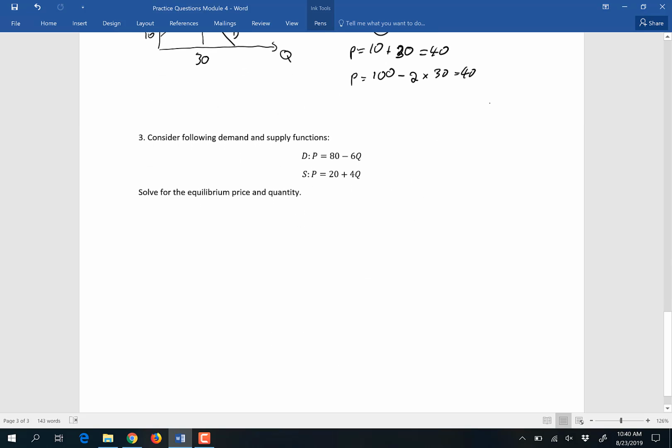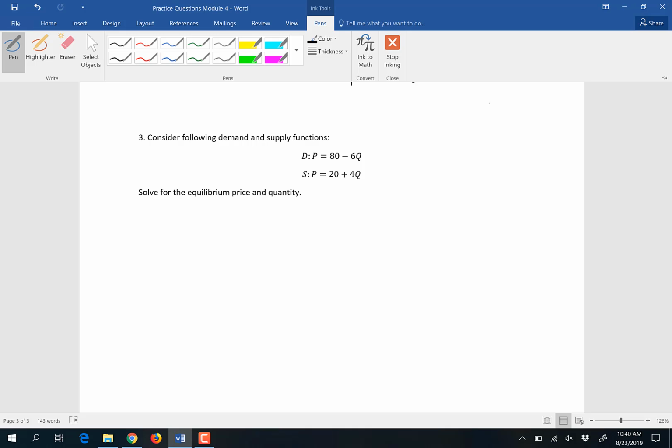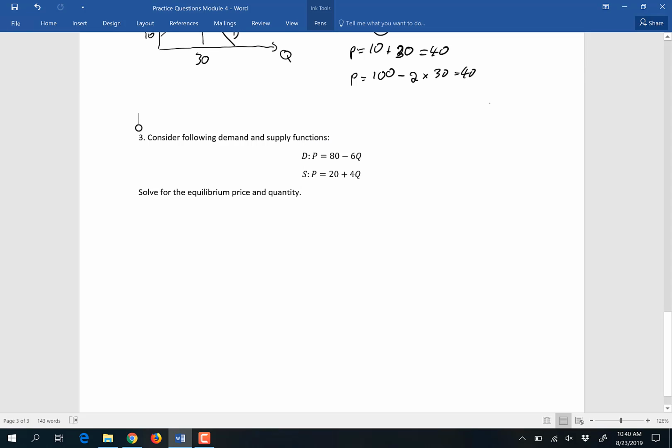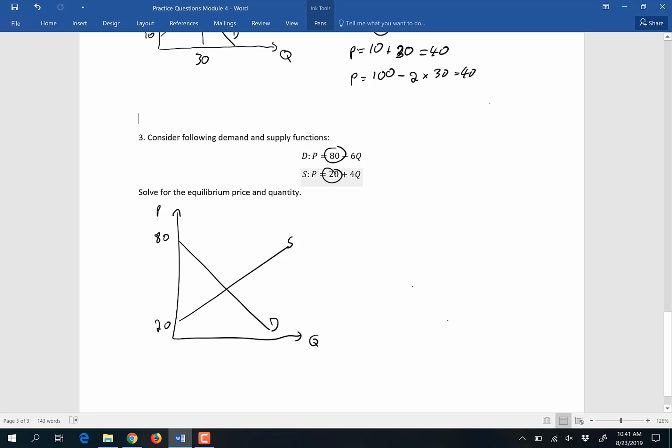And then the last question is once more a math question. So let me first draw the graph. Price and quantity, supply, demand. The intercepts we know are 80 and 20 respectively. And then we have a slope of -6 for demand and +4 for supply.